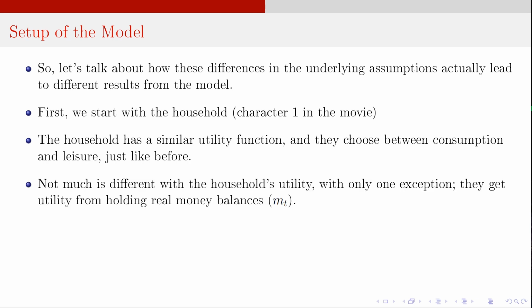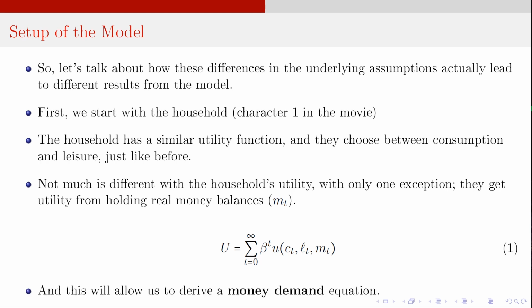So not much is all that different, except there is one exception. They get utility from holding real money balances, or this lowercase m_t. So their utility function is a function of consumption, leisure, and real money balances. They decide how much they want to consume, how much they want to work, and how much money they want to actually hold.